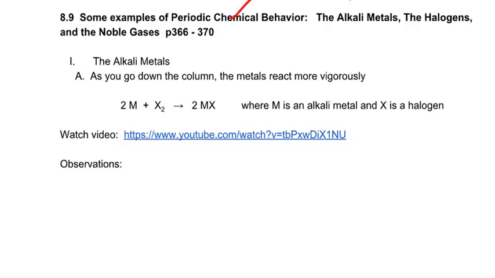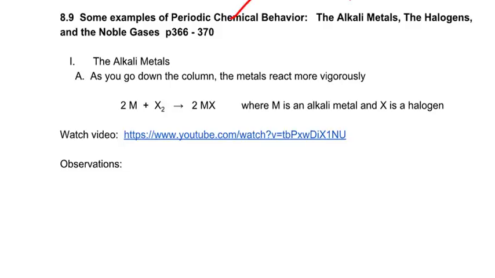This is the last section in chapter 8, and it wraps up the idea of periodic trends. We had said earlier, I think in section 8.5, that the alkali metals are highly reactive. Now we know why. They have only one valence electron. It takes not too much energy to take one electron away, and therefore they have a very high metallic character.